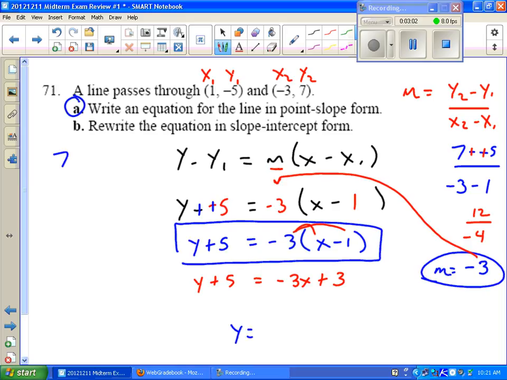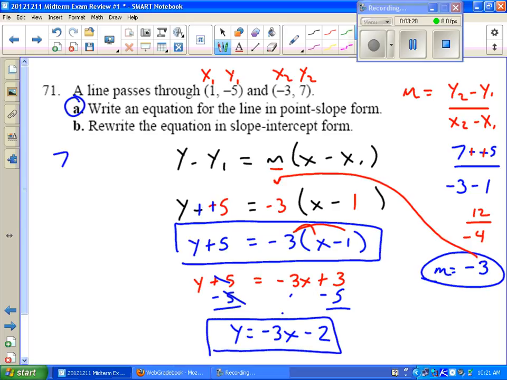In order to do that, it says y plus 5, undo plus 5. You subtract 5 there, and subtract 5 from the term you can subtract it from on the right. These will cancel. You didn't do anything to -3x, so we'll leave it as -3x. And then 3 minus 5 will be -2. This is your slope intercept form. So y plus 5 equals -3 times x minus 1 is your point slope form, or A. And this is your slope intercept form, or B. And you have to do both of those things for that question.